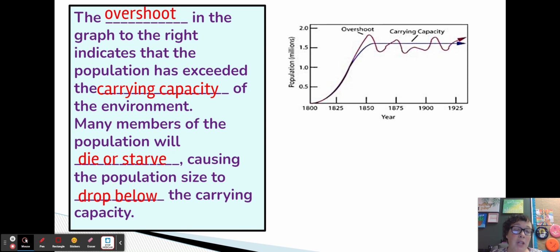When that happens, we run out of resources. Often organisms will die due to starvation or they will migrate out of the area and it will drop and they'll have like a correction. It will drop way back down. And we call that the die off.